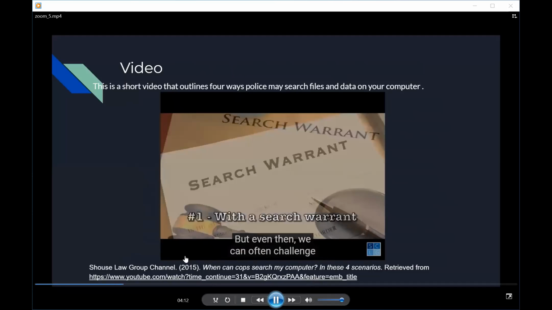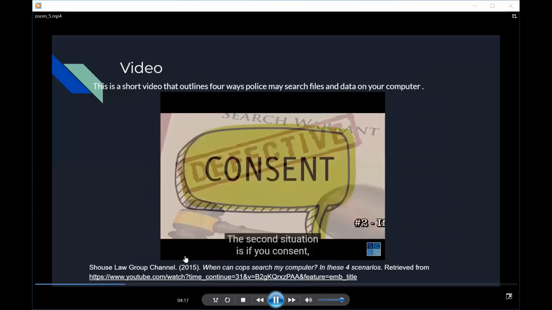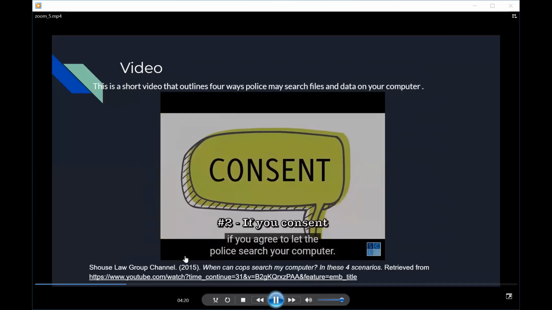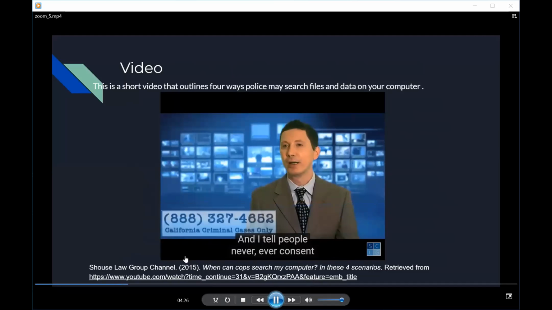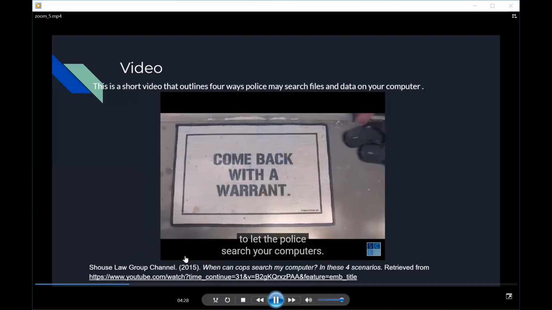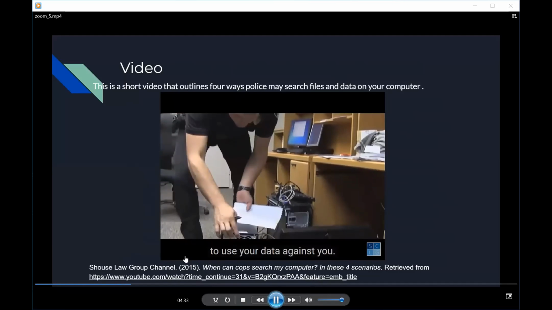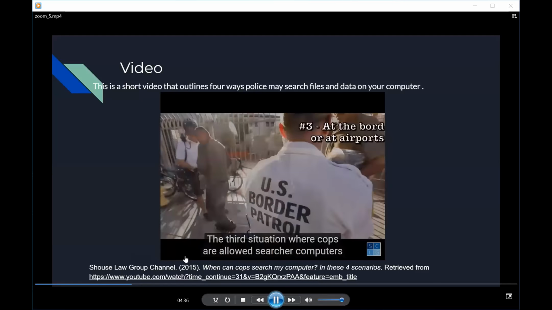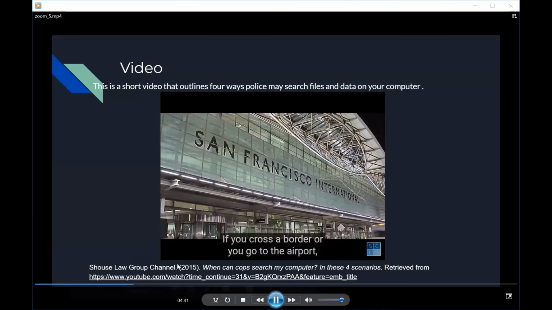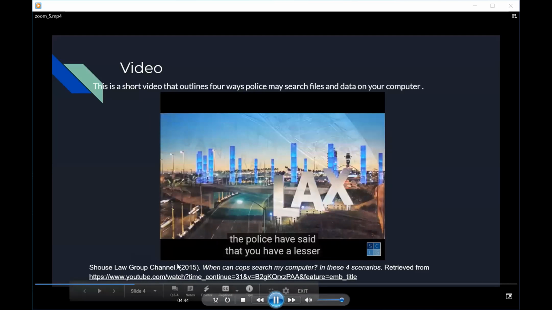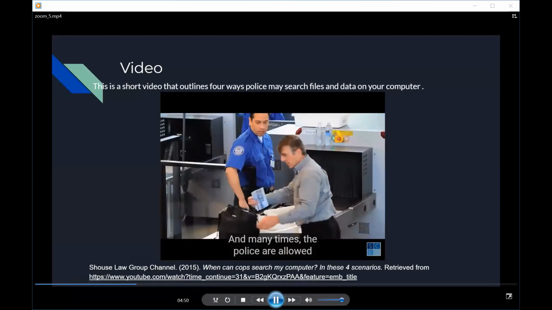But even then, we can often challenge the search warrant itself in court. The second situation is if you consent, you agree to let them search your computer. And I tell people, never, ever consent to let them search your computer. Because even if you think that you have nothing to hide, you never know how the authorities may try to use your data. The third situation is at the border or at airports. You cross the border, or you go to the airport, the police have said that you have a lesser expectation of privacy. Many times, police are allowed to search that.